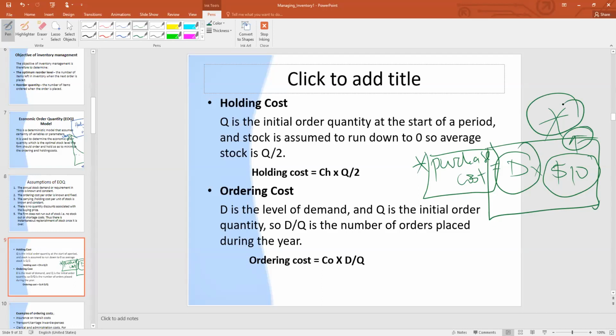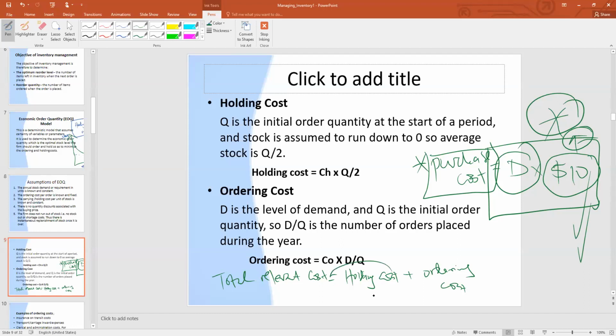So most of the time we ignore the purchase cost, which implies that the total relevant inventory cost is made up of two parts: the holding cost plus the ordering cost. Not that we don't incur the purchase cost, but we ignore it because it does not matter at what queue you buy the inventory; you pay the same. That's why it is a fixed and therefore irrelevant cost when helping us decide at what queue we ought to be reordering.